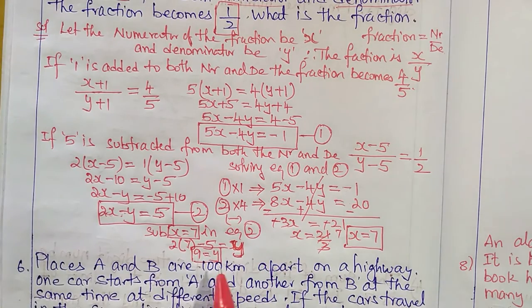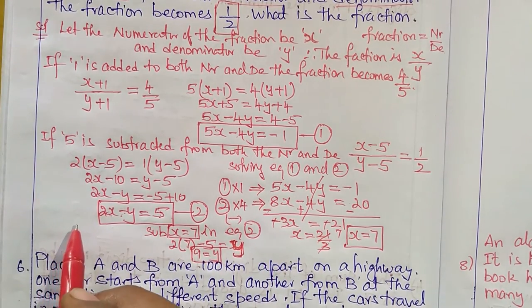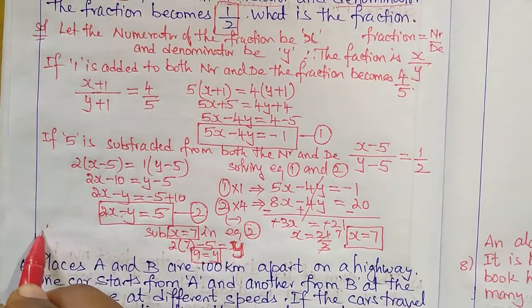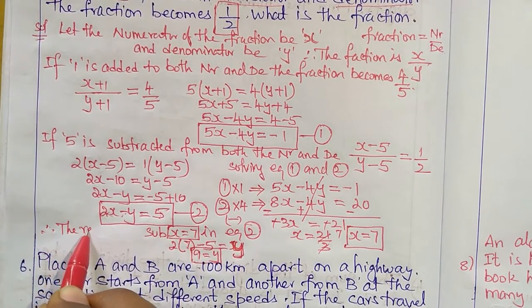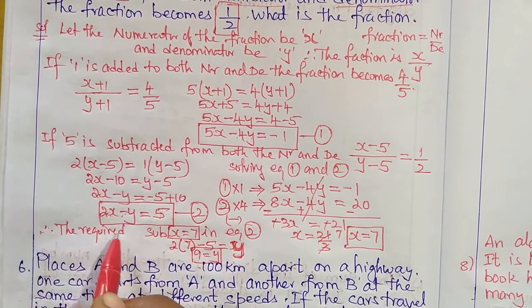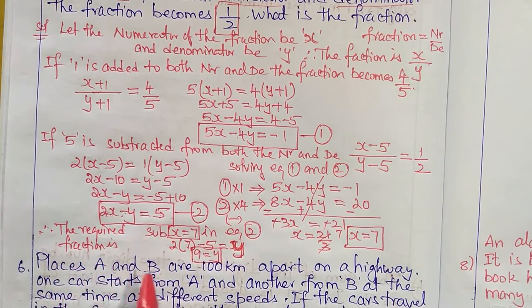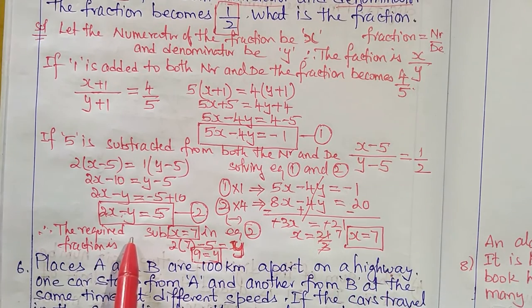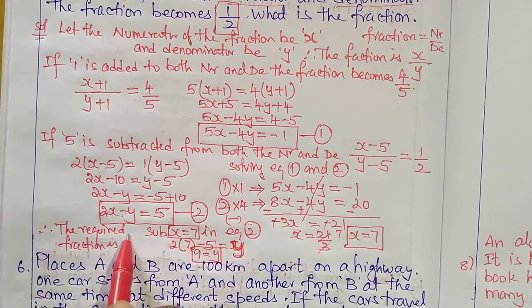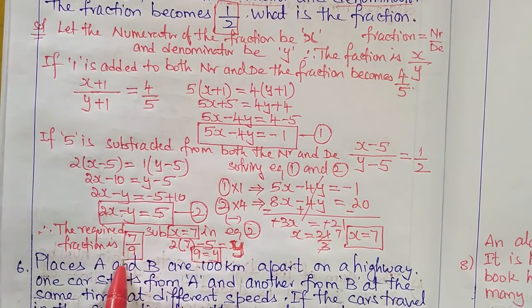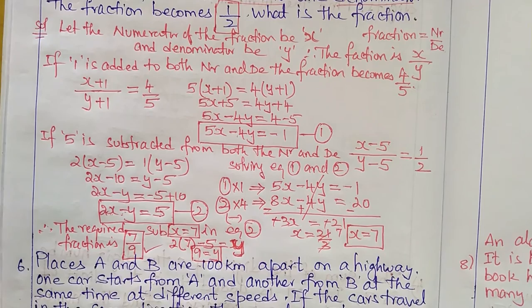Therefore, the required fraction is x by y, our assumption, isn't it? What is x? 7. And what is y? 9. So therefore the required fraction is 7 by 9. So this is our answer.